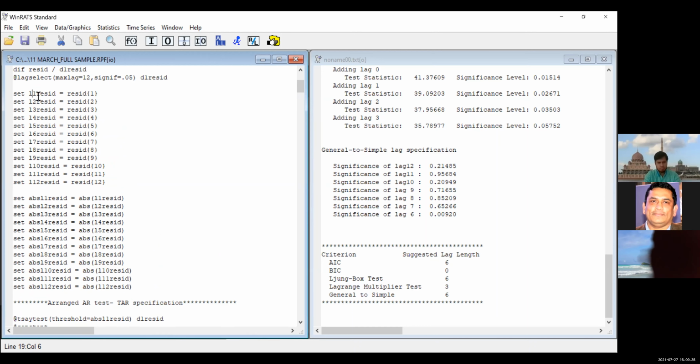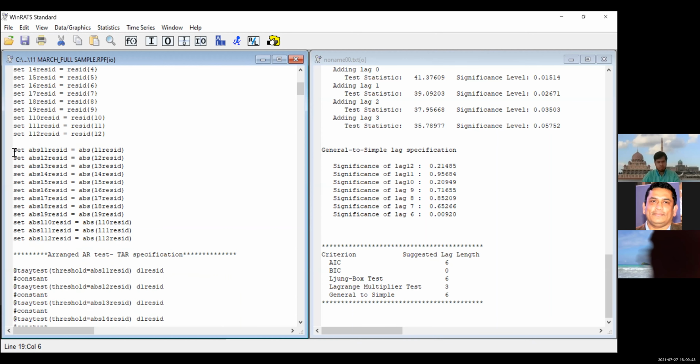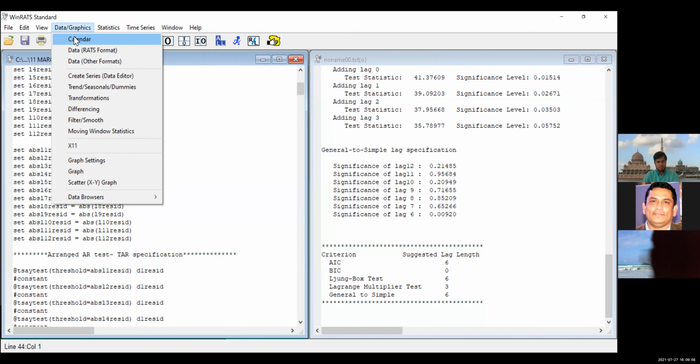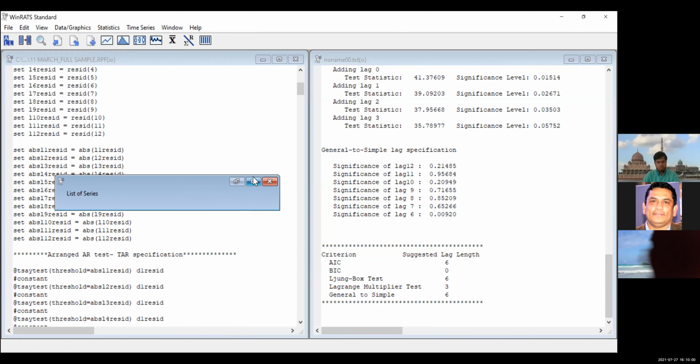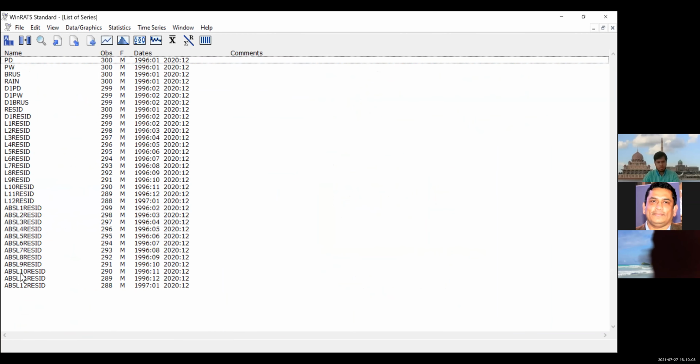So I use this absolute value, and then set the new name, absolute lag 1 residual. So it is mu t minus 1, mu t minus 2, but the absolute one. You can recall the PowerPoint that I used. So that's also already created there. You see the different absolute lags, 1 to 12.